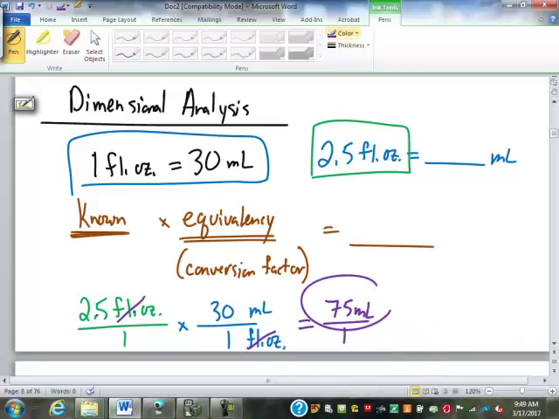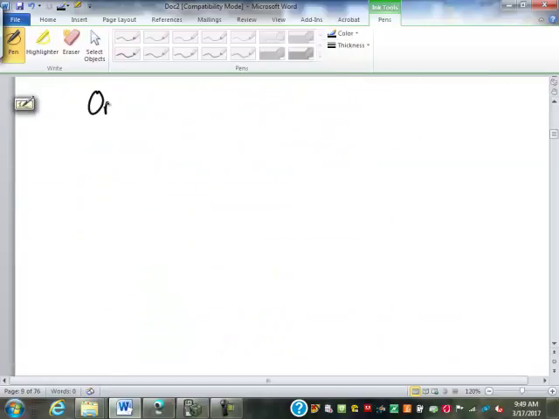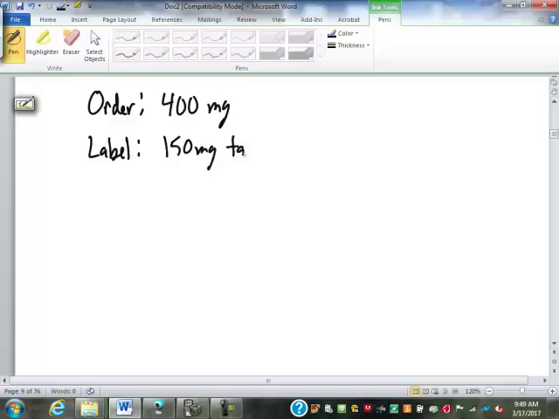Okay, so let's look at this with dosages. So let's say our doctor's order is for 400 milligrams of a medication. Our label is 150 milligram tablets. Let's put these down as scored tablets. Actually, I said scared, but scored.